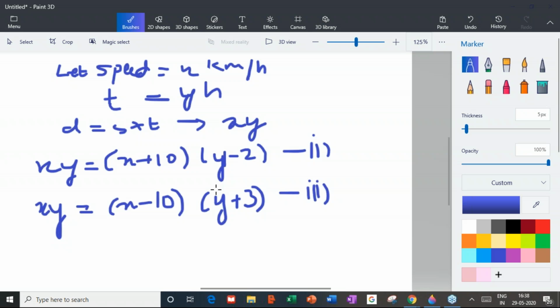Why is it x plus 10 and y plus 3 and not plus? Because we are using the formula distance is equal to speed into time. Manasvi, if you just expand the brackets, the xy term will get cancelled, then you get a linear equation. You will get two linear equations, which you can simplify using the substitution or elimination method to find x and y.